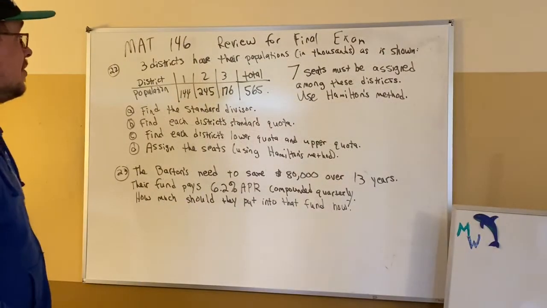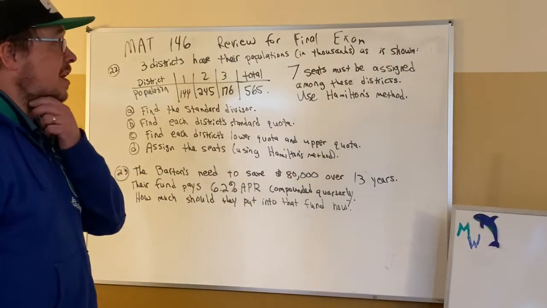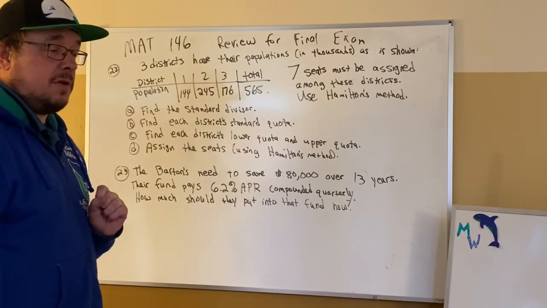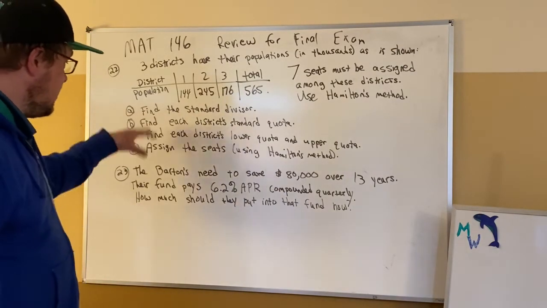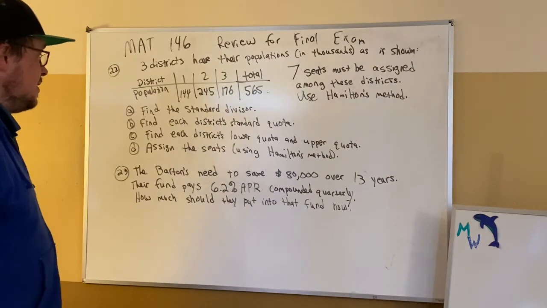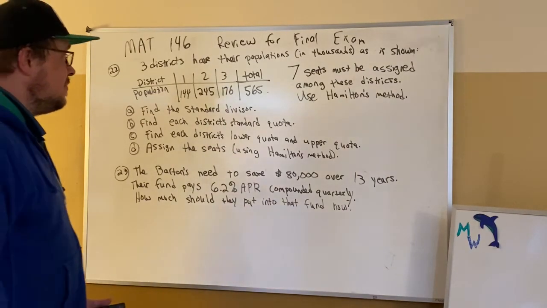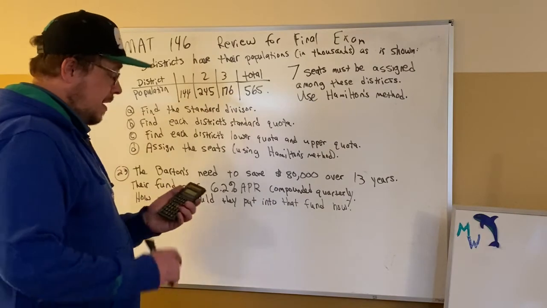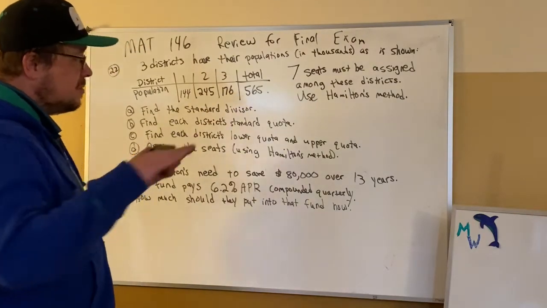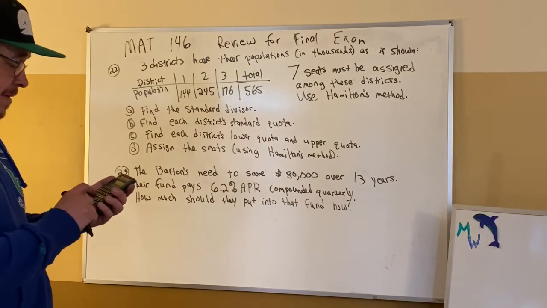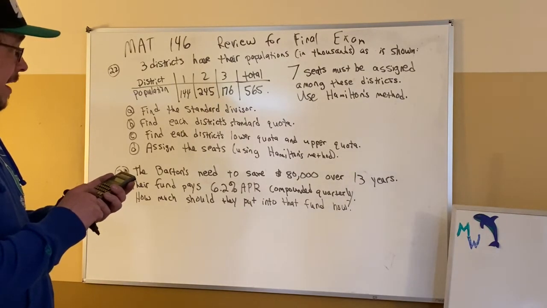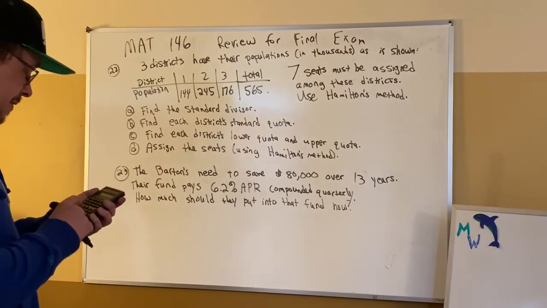Okay, we have 3 districts, and they're going to have seats assigned to them. There are 7 seats to be assigned among the 3 districts. We're going to use Hamilton's method, and we're going to go through the process of A through D to get these seats assigned. Number 1, find the standard divisor. We have 565 is the number of people that we're accounting to spread out these seats among. So we take our 565 and we divide that thing by 7.